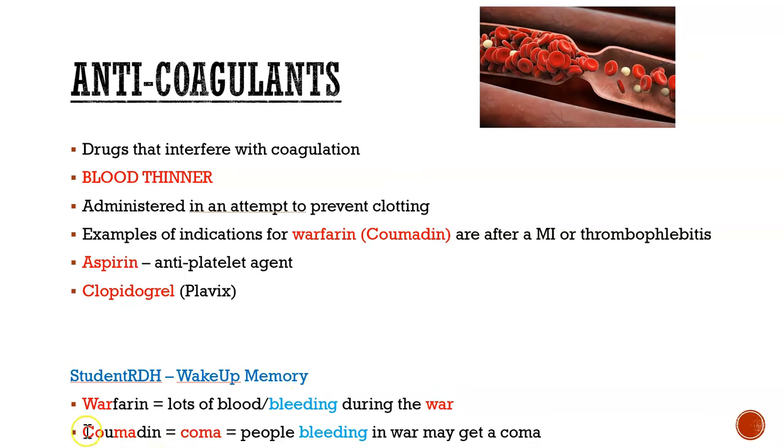And Coumadin, think of coma, you can see how coma came out from there, and think of people in the war bleeding out and that they got into a coma. If you imagine that scenario, you might be able to link these two drugs together, that they go hand in hand and they are blood thinners. Other blood thinners are aspirin, which we will talk about, and Plavix.